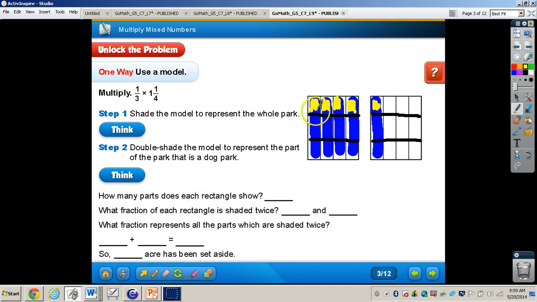Let's take a look at this. Each rectangle shows 1, 2, 3, 4. So each rectangle shows a total of 12. So 4, 8, and 12.